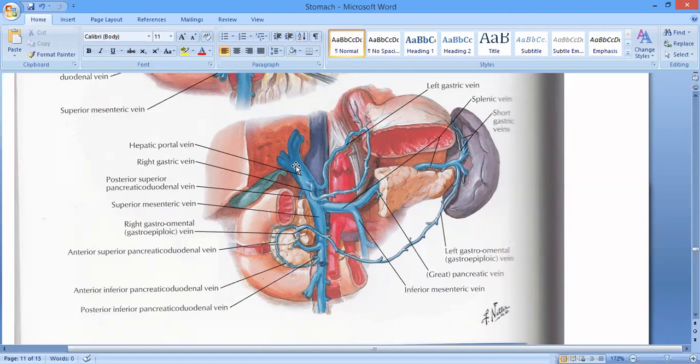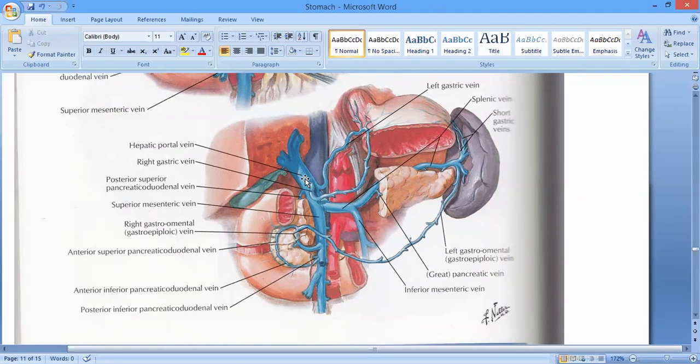Then the blood from the liver enters the systemic circulation and goes to the heart. So you see that venous blood coming from the spleen and the gastrointestinal tract does not go directly into the systemic circulation. It has to go first into the liver, and for this purpose nature has designed the portal system, the portal vein. You can see the splenic vein and the superior mesenteric vein join with each other and form the portal vein.